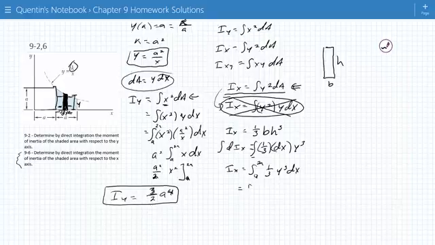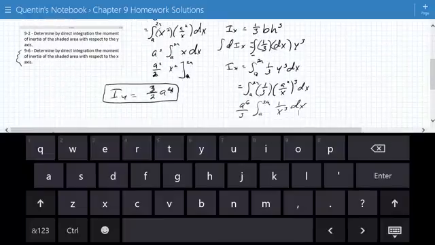So that is the integral from a to 2a of 1/3 times y cubed. What is y? It's a squared over x, all that cubed, dx. So I'm going to pull all this out. I'm going to say a to the 6 over 3 times the integral from a to 2a of 1 over x cubed dx.